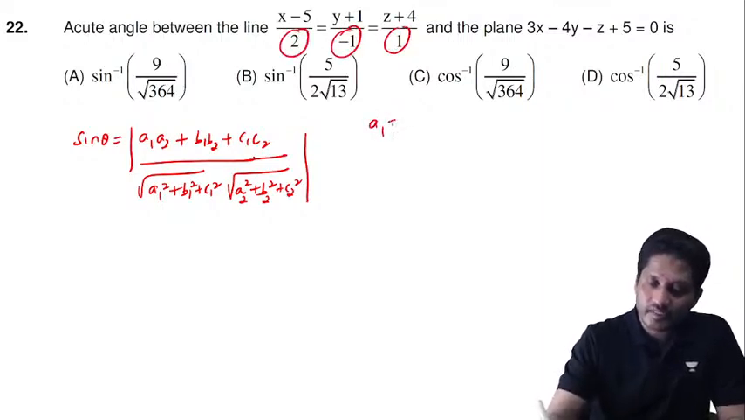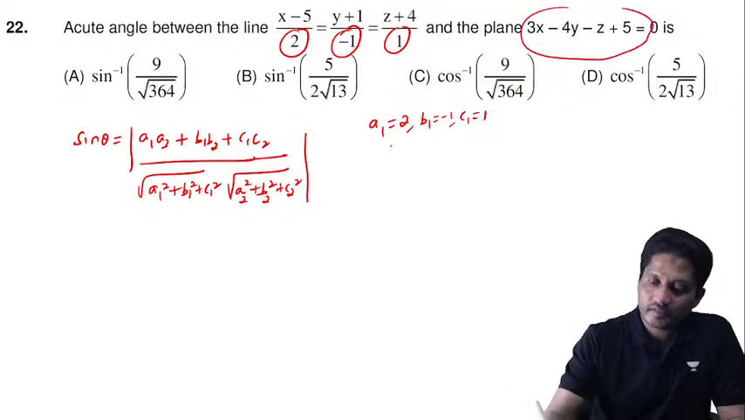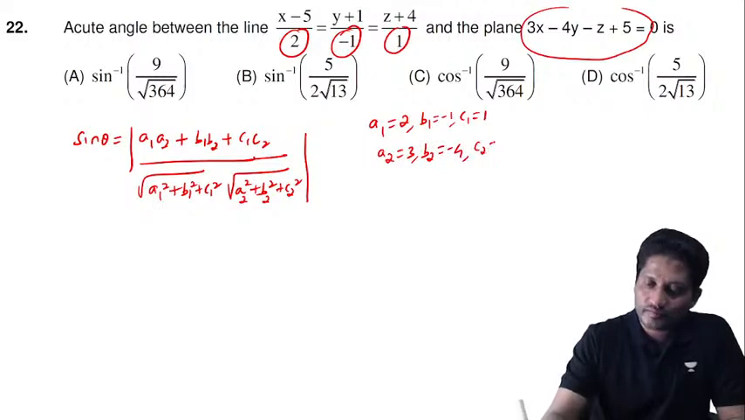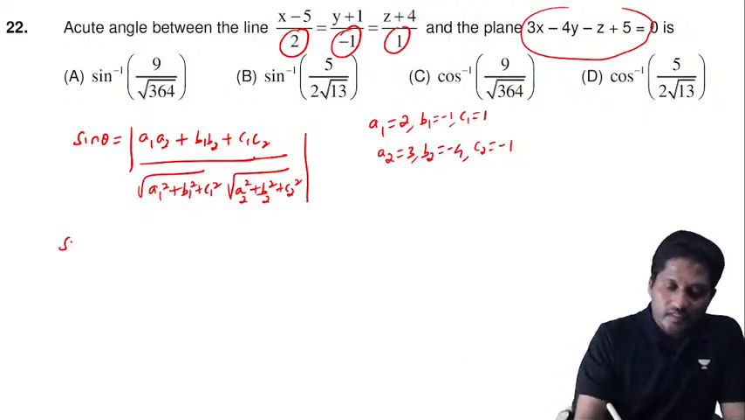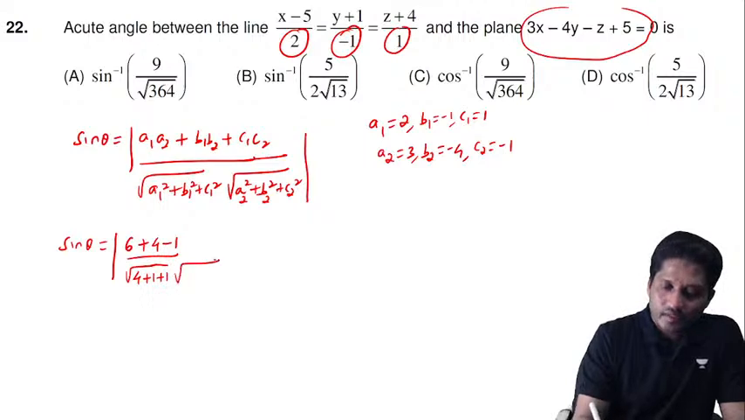DR of the first line is a1, b1 and c1. DR normal to the plane is a2, b2 and c2. Sin theta is equal to modulus of a1 into a2 is 6, b1 into b2 is 4, c1 into c2 is minus 1, over root of 4 plus 1 plus 1 and then root of 9 plus 16 plus 1.